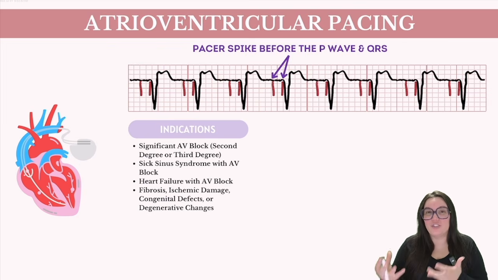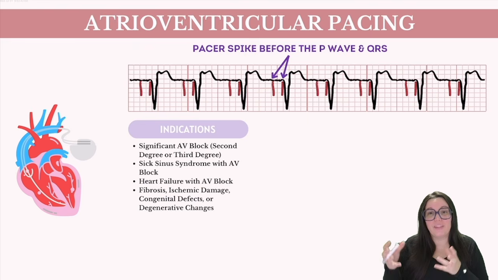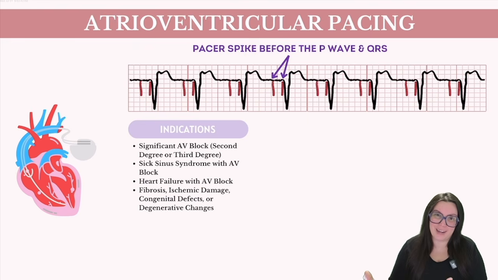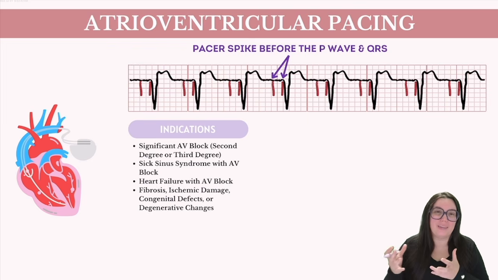So what conditions would warrant an AV pacing type of pacemaker? Well, starting, we can see a significant AV block, more specifically a second degree type 2 or third degree block, where the electrical signals from the atria are going to fail to reach our ventricles consistently every single time. We can even see a worsening sick sinus syndrome, more specifically sick sinus syndrome with AV block, where both the sinus node and the AV node are going to be impaired.